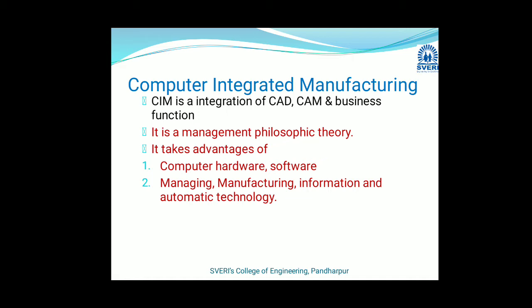Computer integrated manufacturing is a new kind of management philosophy and theory. It is used in organizing, managing, and running the enterprise's production. It takes advantage of computer software and hardware, managing technology, manufacturing technology, information technology, and automatic technology.